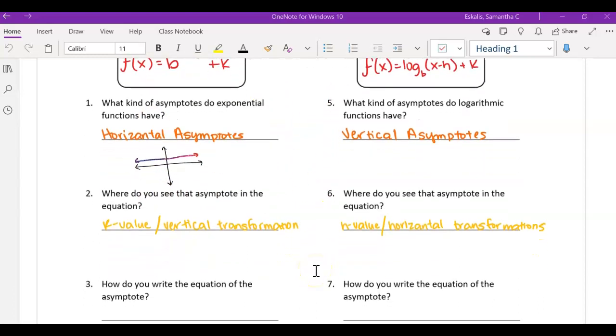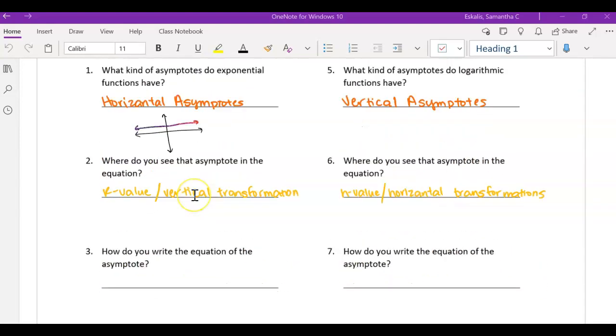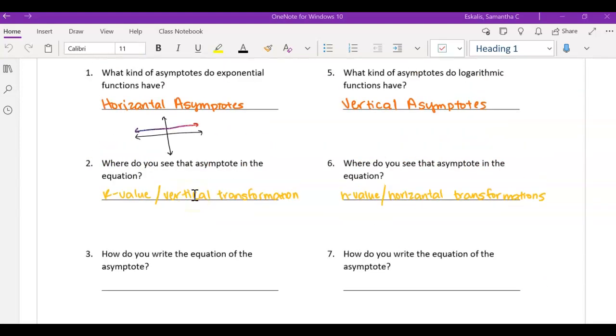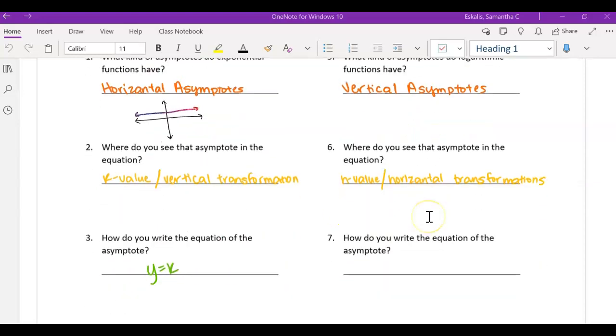So we're going to scroll down to the next section. We're going to figure out how we write our asymptotes for each of the functions. So if we know that our asymptote for exponential functions is our k value, and we know that it's horizontal, that means our line for our asymptote is y equals k. And we know that our asymptote for our log functions is this h value, and we know that it's a vertical asymptote, so it's got to be an x equals line, and it'll be x equals h.